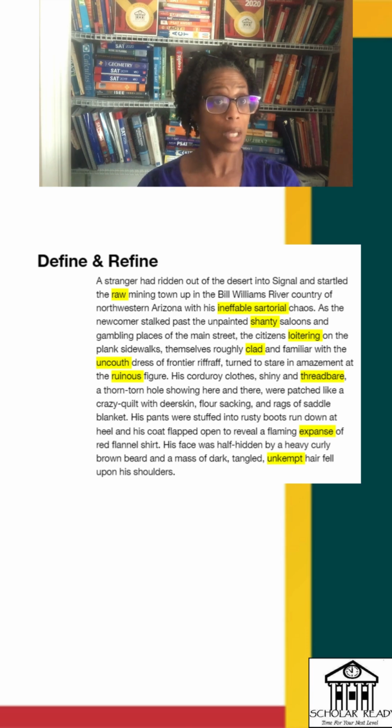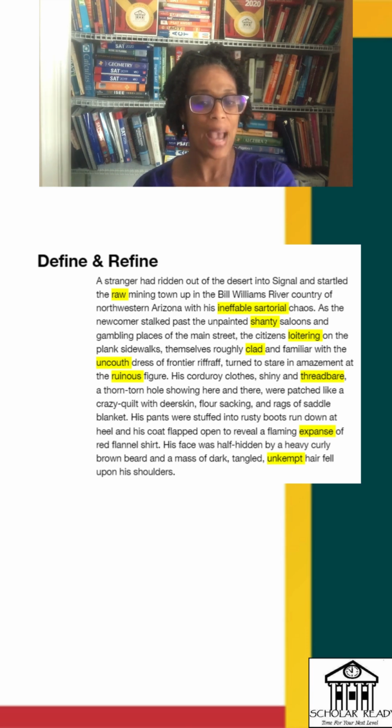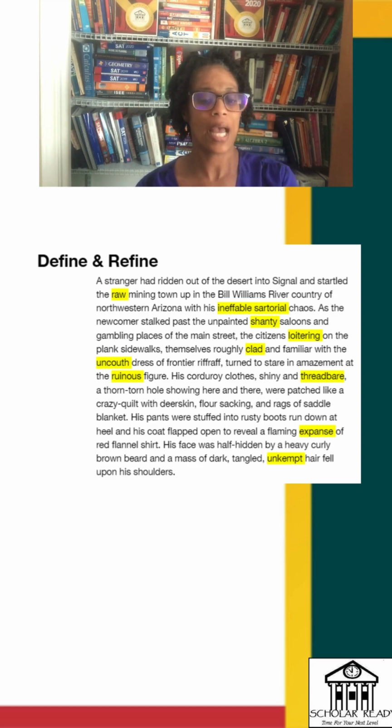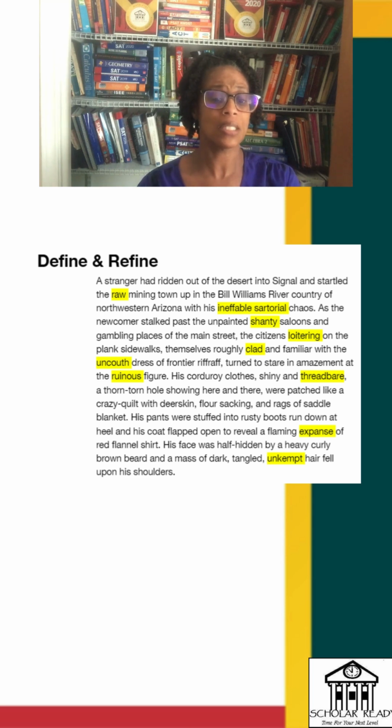So the clothes have holes in them. Were patched like a crazy quilt with deerskin, flour sacking, and rags of saddle blankets. So that means that this person is wearing clothes that are just on their last legs. And wherever there's a hole, the clothes have been patched with anything you can find. Deerskin, the sacks that the flour comes in, saddle blankets. Okay. So here we go. So that shows you how he looks.